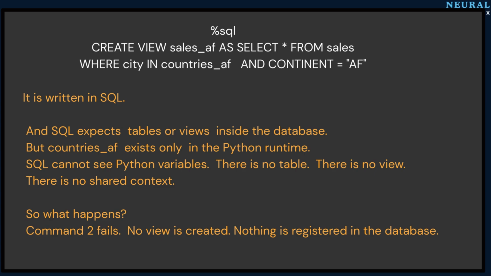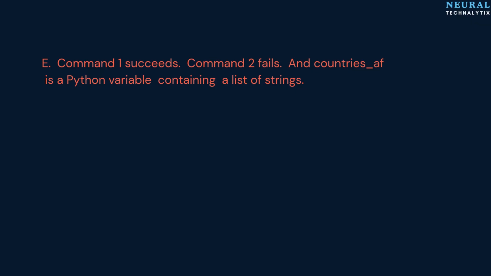That means the correct answer is option E. Command 1 succeeds, command 2 fails, and countries_AF is a Python variable containing a list of strings.